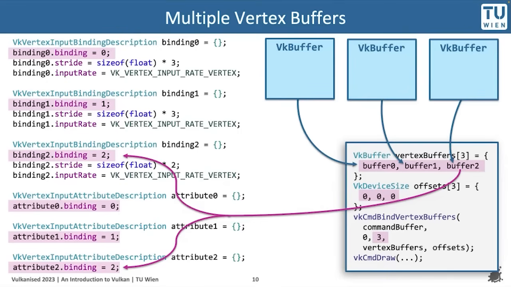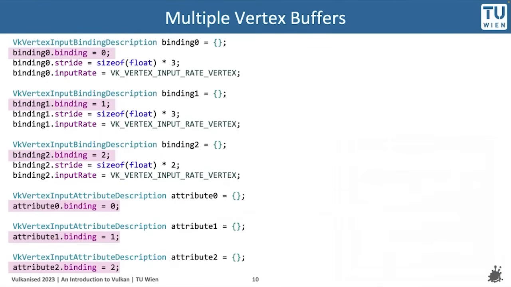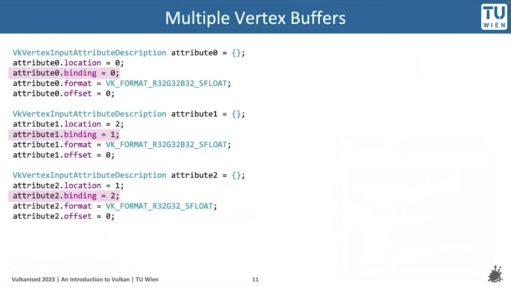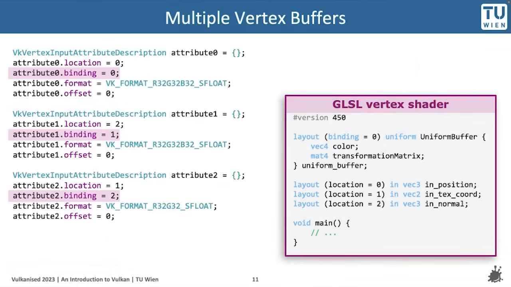Now we will take a closer look at the vertex input attribute description, because this struct is important for accessing these buffers in the shader. As in the previous slide, the binding refers to the index in the array, and the location is now important because it needs to be the same as in the shader, so that we can access the correct buffer.